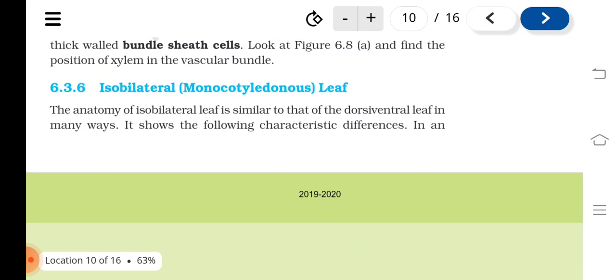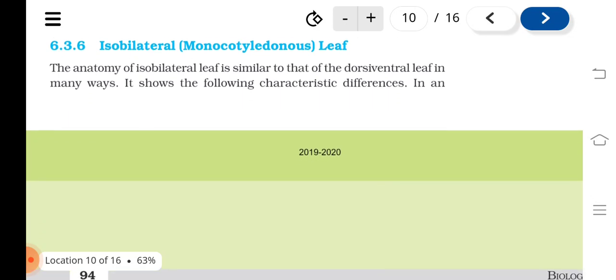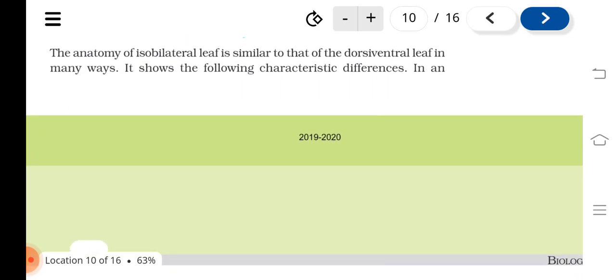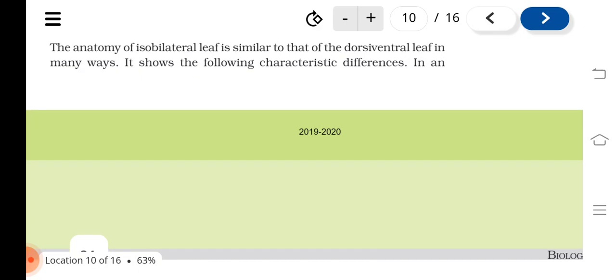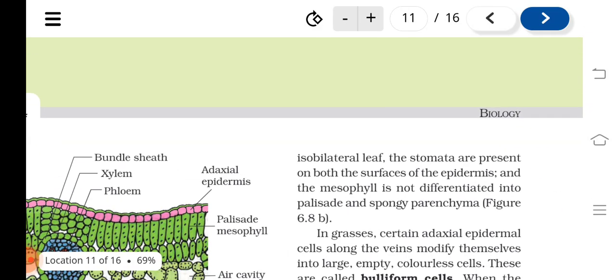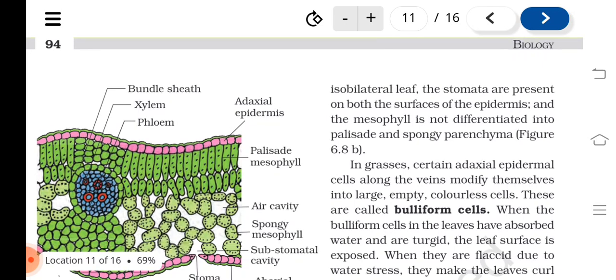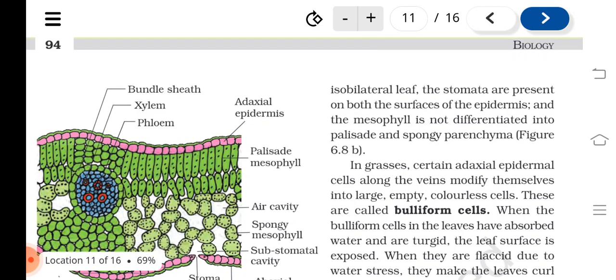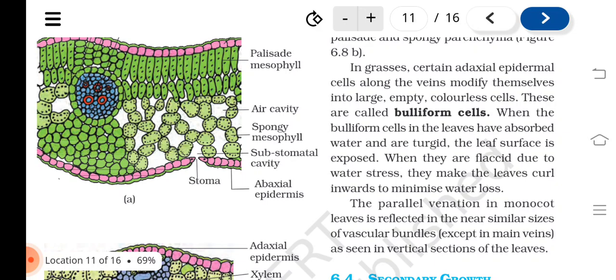Isobilateral or monocotyledonous leaf. The anatomy of an isobilateral leaf is similar to that of the dorsiventral leaf in many ways. It shows the following characteristic differences. In an isobilateral leaf, the stomata are present on both the surfaces of the epidermis. The mesophyll is not differentiated into palisade and spongy parenchyma. In grasses, certain adaxial epidermal cells along the veins modify themselves into large, empty, colorless cells. These are called bulliform cells.